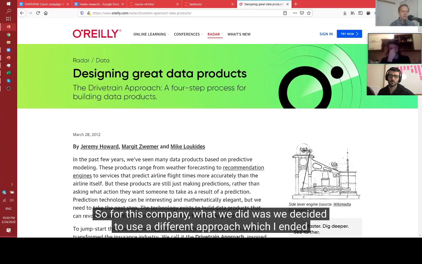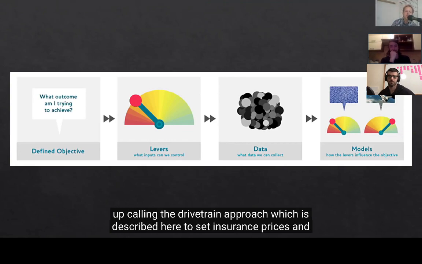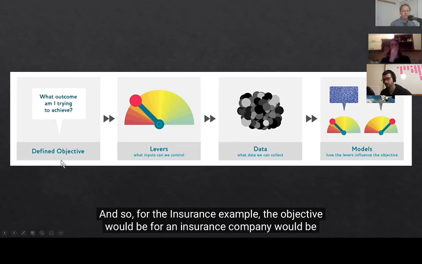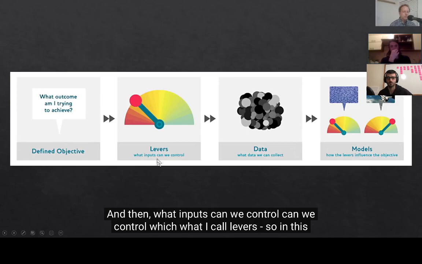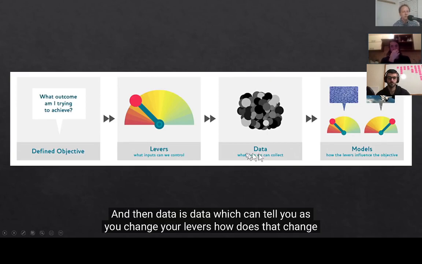So for this company, what we did was we decided to use a different approach, which I ended up calling the drivetrain approach, which is described here, to set insurance prices and indeed to do all kinds of other things. For the insurance example, the objective would be, how do I maximize my, let's say, 5-year profit? And then what inputs can we control? Which I call levers. So in this case, it would be what price can I set? And then data is data which can tell you, as you change your levers, how does that change your objective?